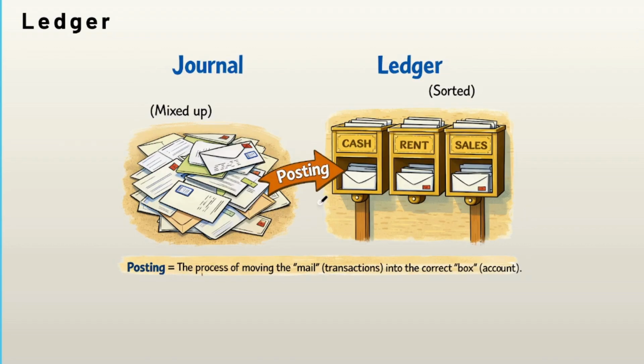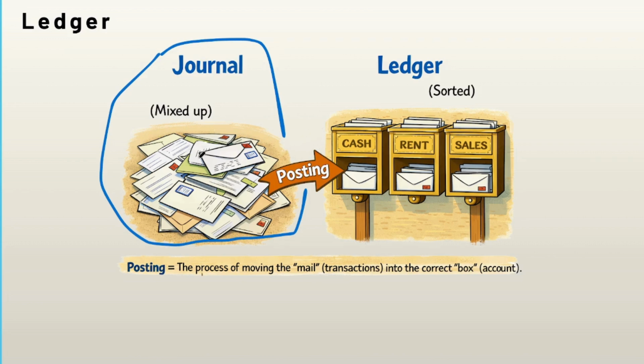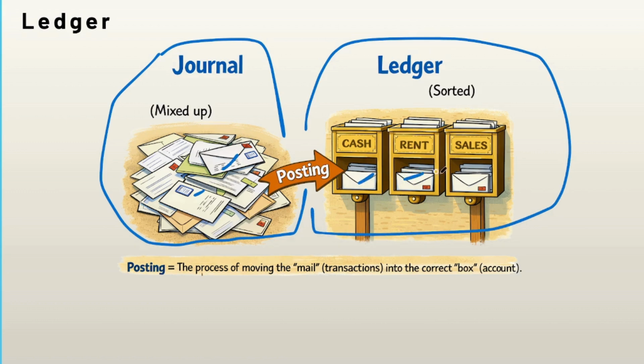So, what is the solution? Look at the screen. On the left, you have the journal. It looks like a messy pile of mail, right? A rent bill mixed with a sales receipt, mixed with an electricity bill. It's chaos. Now, look to the right. We have specific mailboxes. One for cash, one for rent, one for sales. The process of taking that messy mail and putting it into the correct box is called posting. When we post to the ledger, we are simply sorting. We take all the cash transactions and throw them into the cash box. Once we do that, if the boss asks, "How much cash do we have?" we just look inside the box. Simple as that.